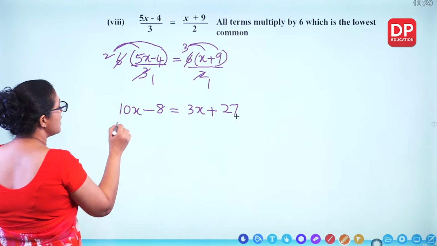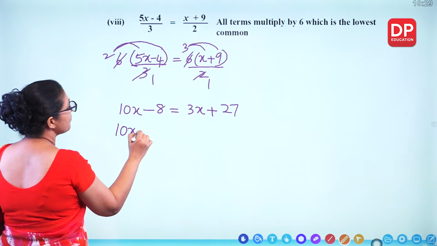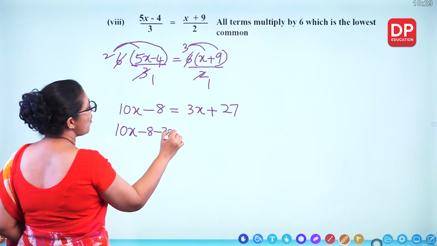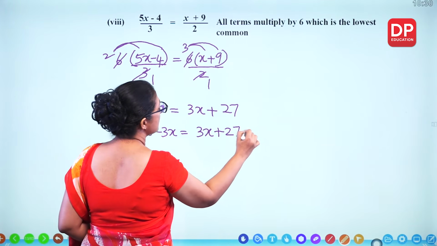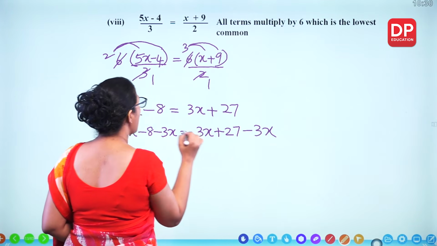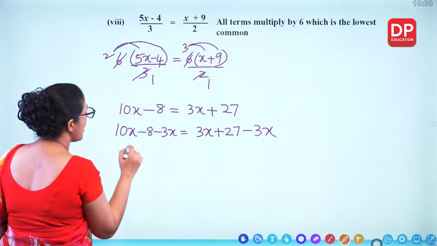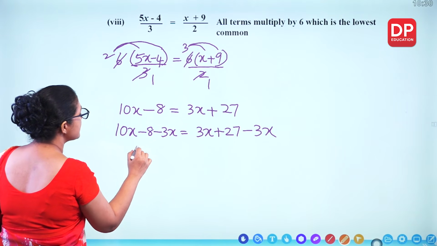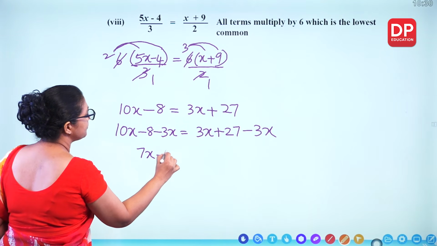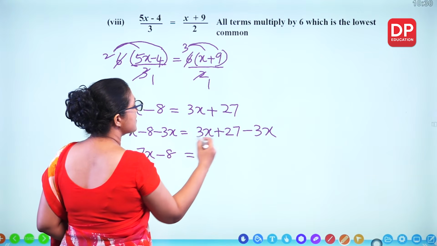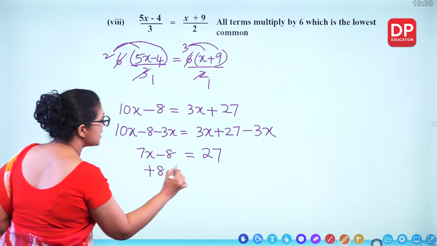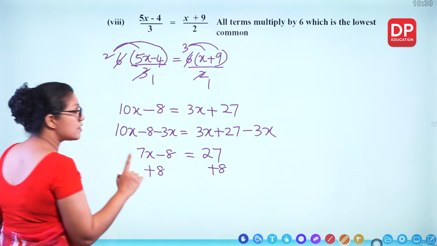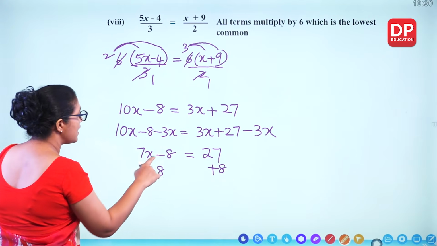So what do you do? Subtract 3x from both sides. So you can subtract 3x from both sides, and what do you get now? 10x minus 3x, that's 7x. 3x gets cancelled out, you get 27. Now add 8 to both sides. We want to get rid of this minus 8.